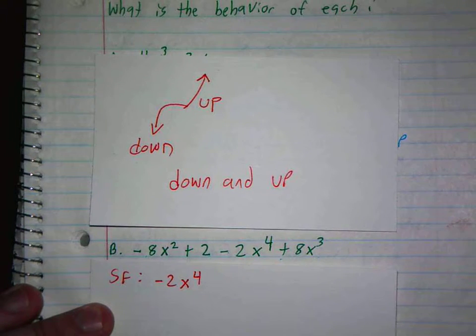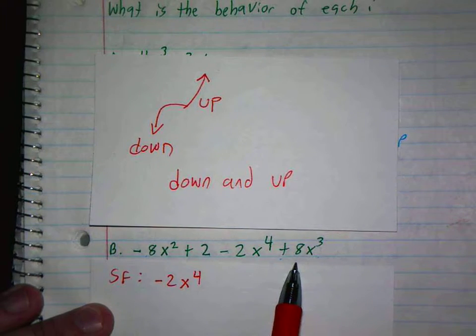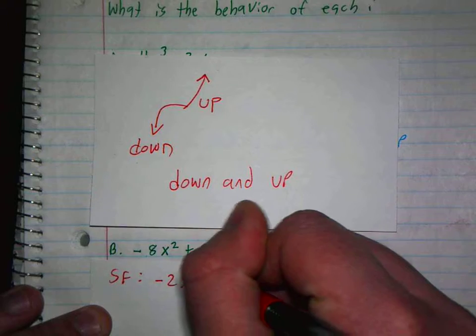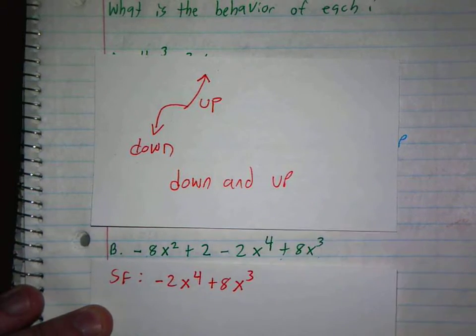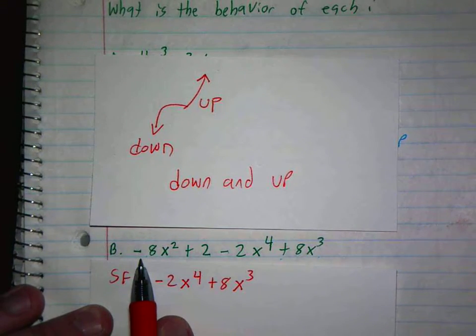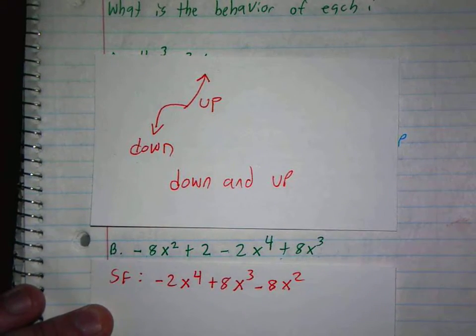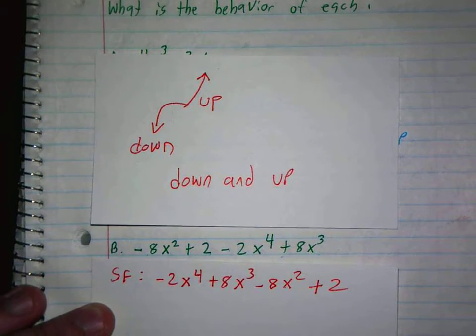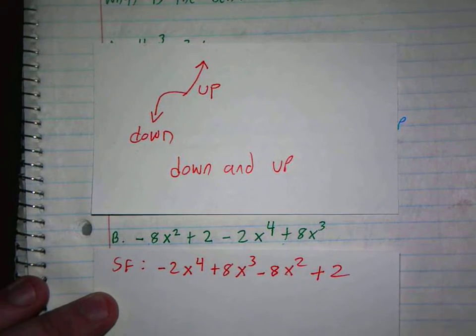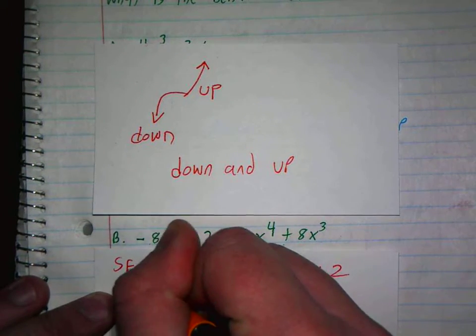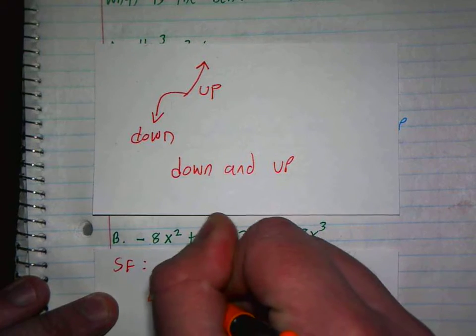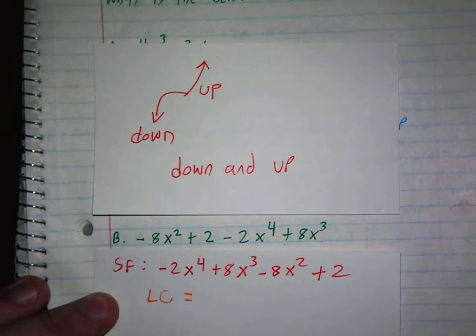So now I know it's a quartic. And then there's no other 4th powers. Then there's a 3rd power, plus 8x cubed. 2nd power, this one. There's only one of them. Or actually there's -8 of them. -8x squared. And then plus 2. So the leading coefficient is what? -2.